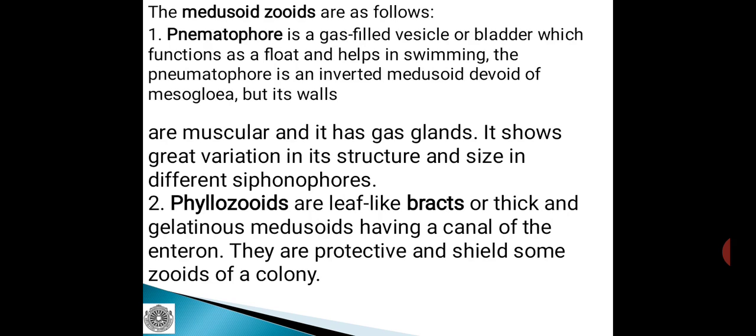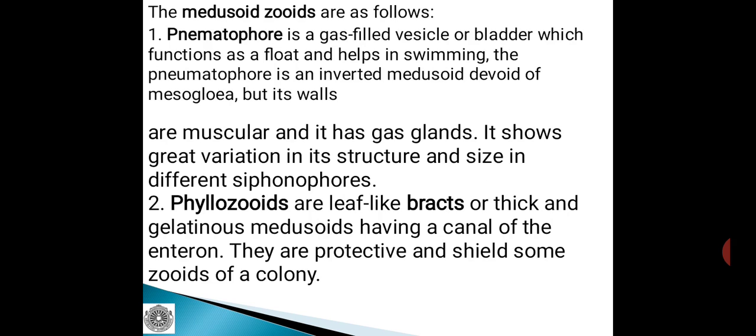Coming to the medusoid zooids, they are as follows. The first one being nematophore. Nematophore is a gas-filled vesicle or bladder which functions as a float and helps in swimming. The nematophore is an inverted medusoid devoid of mesoglea, but its walls are muscular and it has gas glands. It shows great variation in structure and size in different siphonophores, and the gas glands present inside this nematophore secrete a type of gas which helps in floating the nematophore.